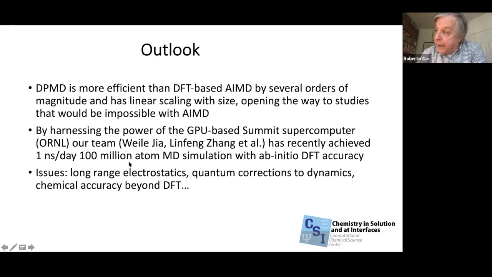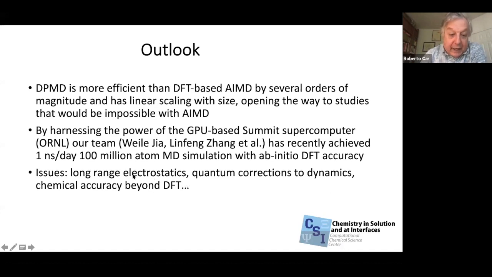Last, there are issues on which we are working. This neural network provides a finite range representation of the potential energy surface. Long-range electrostatic effects are not included, or they are only included effectively within the finite range form of the potential. There are issues where they are important, and so we are currently working on different ways of introducing this effect. There is also the issue of quantum correction to dynamics, quantum correction both to statics, which is relatively easy, and to dynamics, which is more difficult.